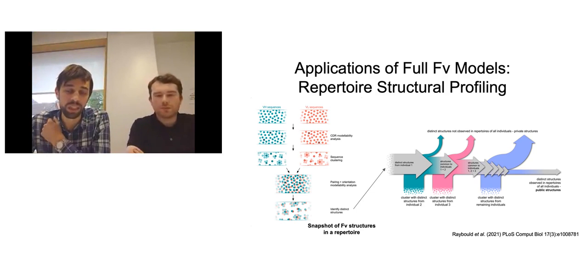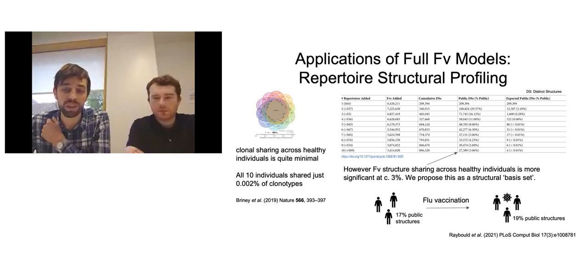And we end up with these ideas of more private structures that we see in a subset of the individuals, and public structures that are observed in every single individual. And what we see in the genetics world in terms of how similar people's repertoires are is that actually most people's repertoires are clonally private, right?